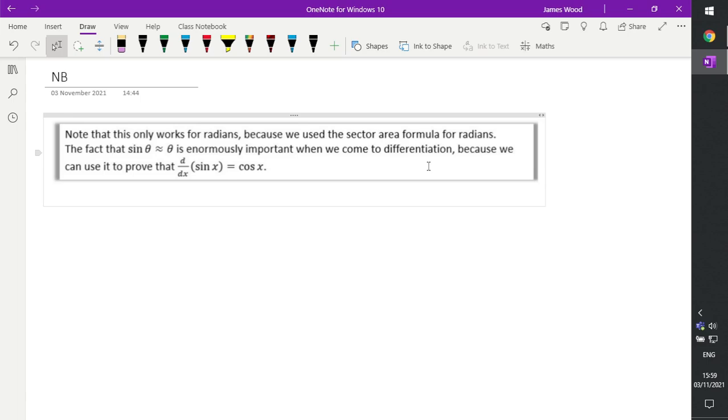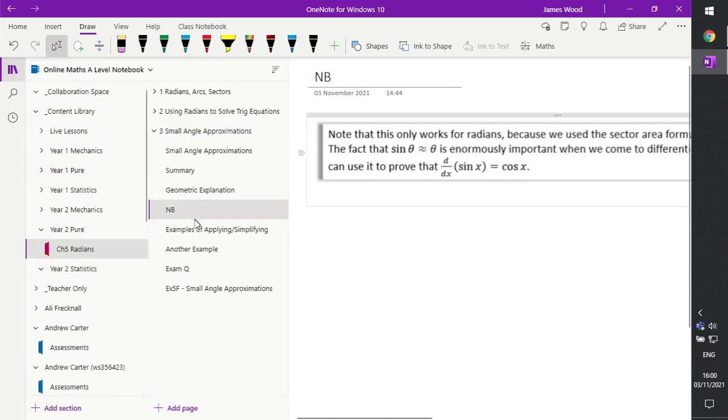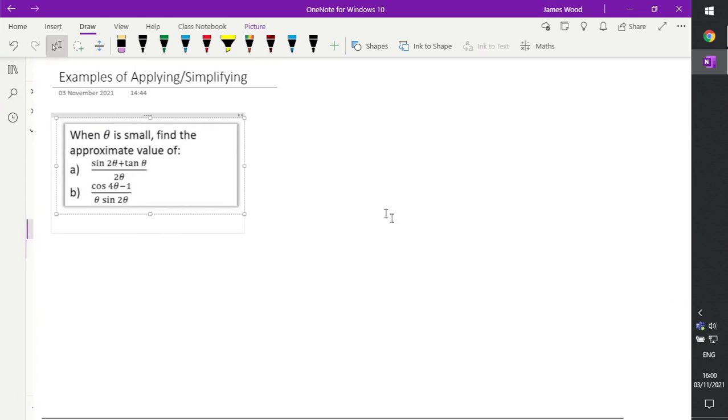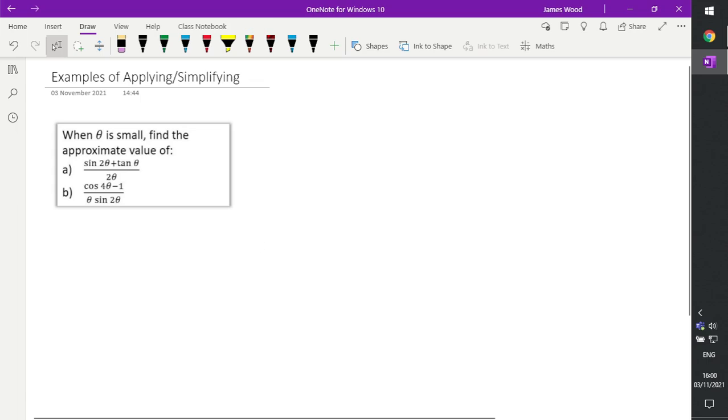And when we come on to look at differentiating and integrating trig later on in year 2, these small angle approximations are really useful as well. Right, let's look at a couple of examples of how we can use these to simplify some expressions.